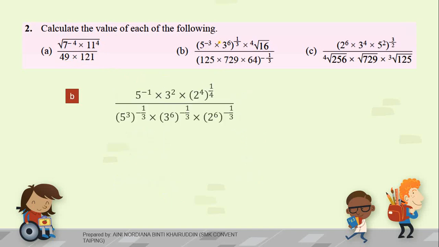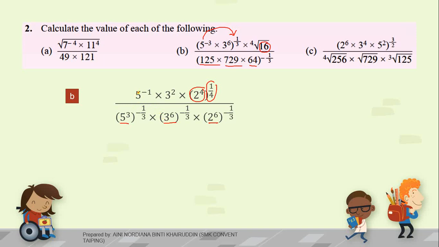For B, first take out from the bracket. So I will get this. 16 changes to 2 to the power of 4, to the power of 1 over 4. 125 changes to 5 to the power of 3. 729 is 3 to the power of 6. 64 is 2 to the power of 6.